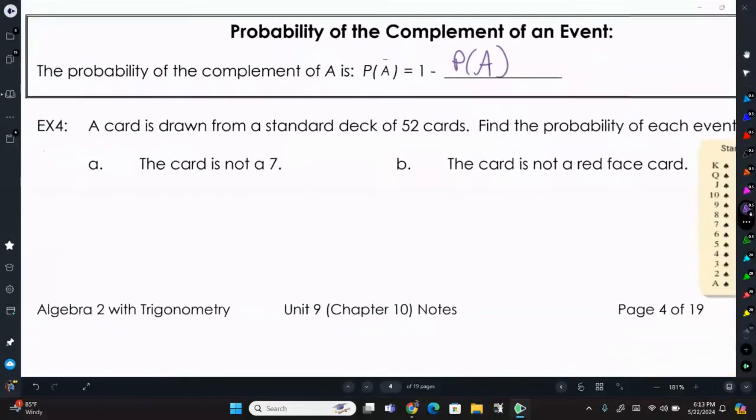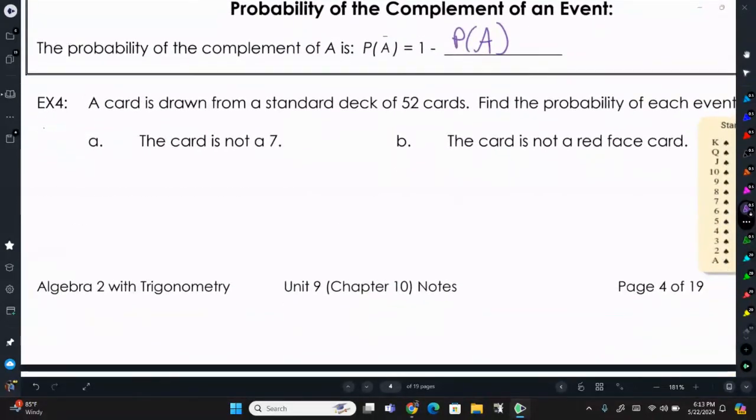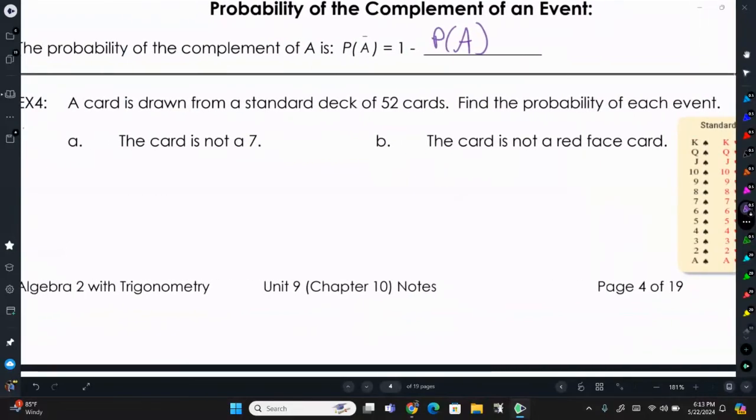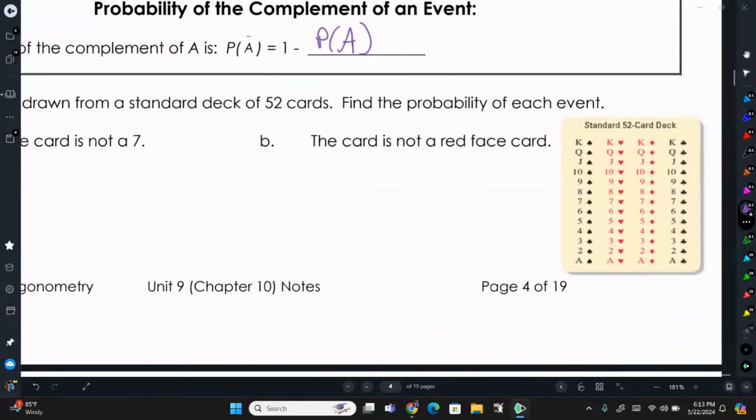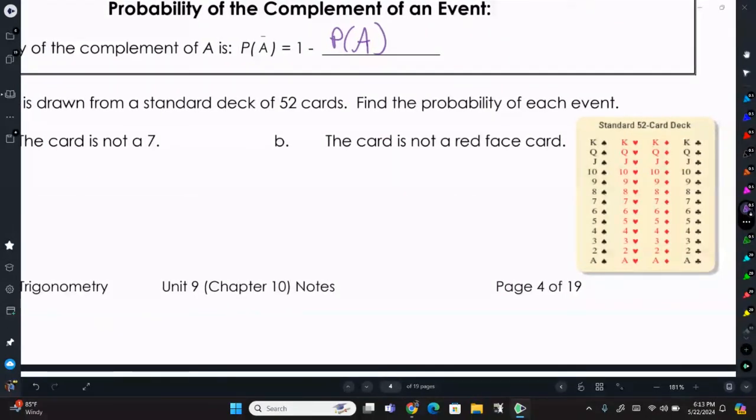So this one: a card is drawn from a standard 52 card deck. Find the probability of each event. The card is not a 7. If we want to find the probability that the card is not a 7, we could do 1 minus the probability that it is a 7, because it's much easier to count up the 7s here.